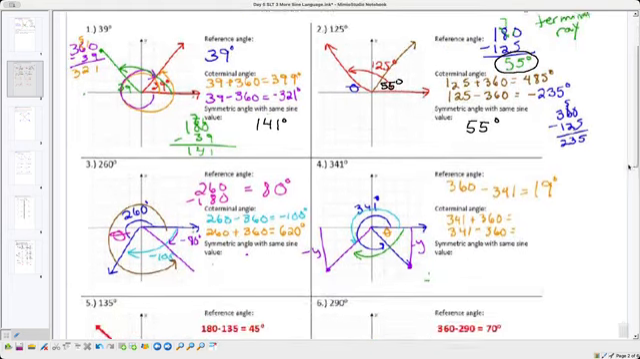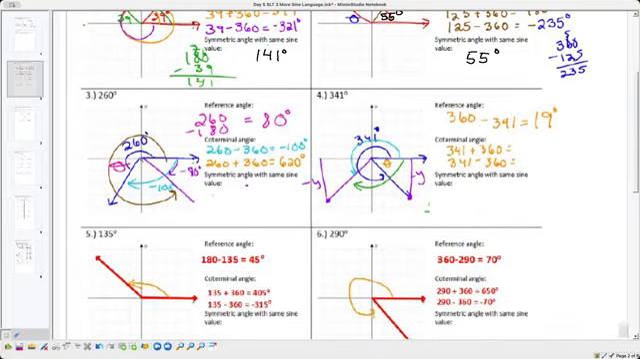Number 3, 260, we found had a reference angle of 80 degrees. So in this purple angle here, I'm going to put an 80-degree reference angle in the fourth quadrant, because y is negative in the third, y is negative in the fourth. And then we're going to do 360 minus 80 and get 280. And that will have the same sine as 260.